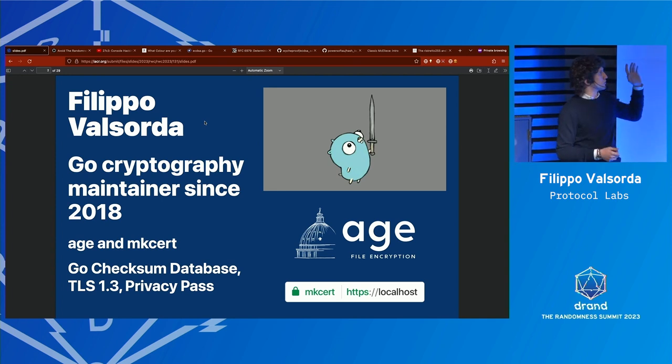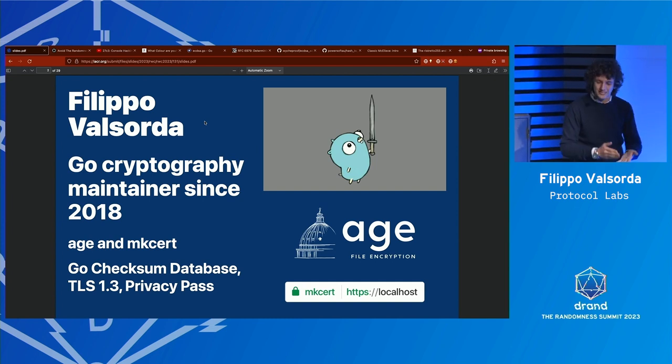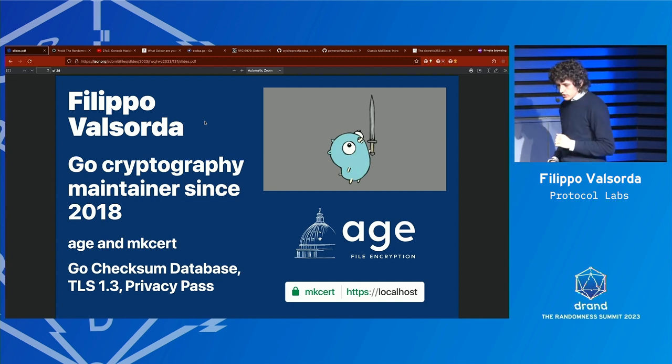I also maintain tools like the file encryption tool age and mkcert, the locally trusted certificate generation tool. I've been involved in the design of the Go checksum database, of TLS 1.3, and of Privacy Pass, which apparently was the topic of so many of the talks of this year's Real World Crypto, so I'm not going to introduce it.